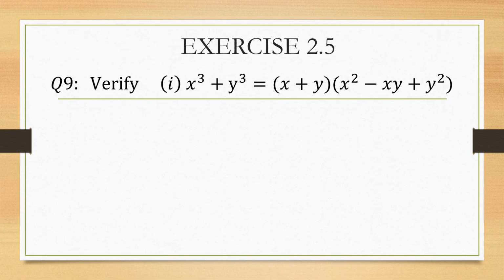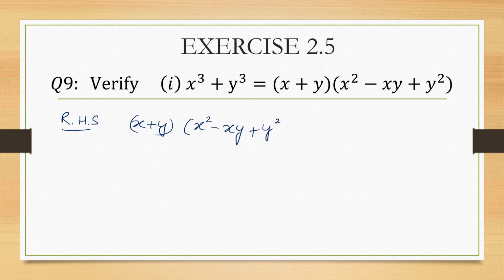Let's do exercise 2.5, question number 9. I have picked up first part, the same way you will try to do second part yourself. Now we have to verify that the left hand side is equal to right hand side. So I am picking up the right hand side. Right hand side is x plus y, then x square minus xy plus y square. We have to verify that right hand side is equal to left hand side. So what we will do, we will just open the bracket.